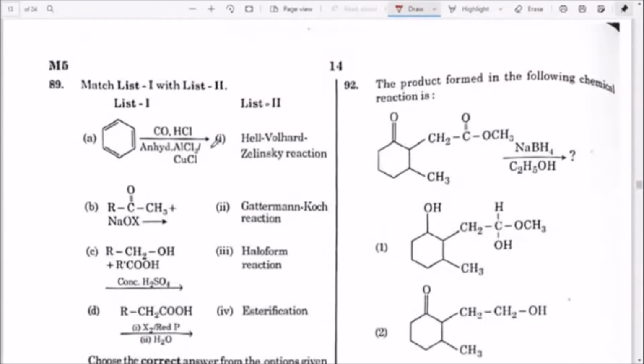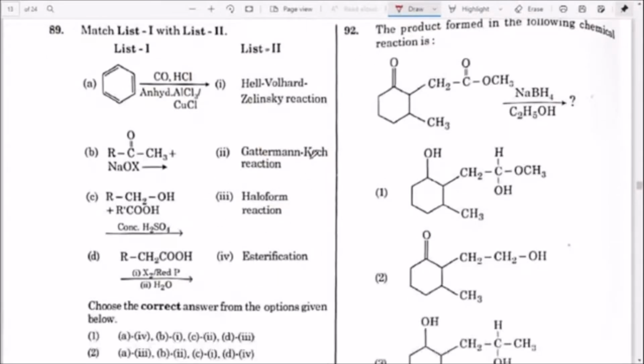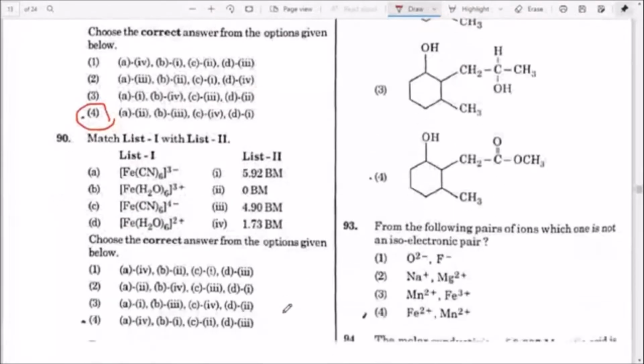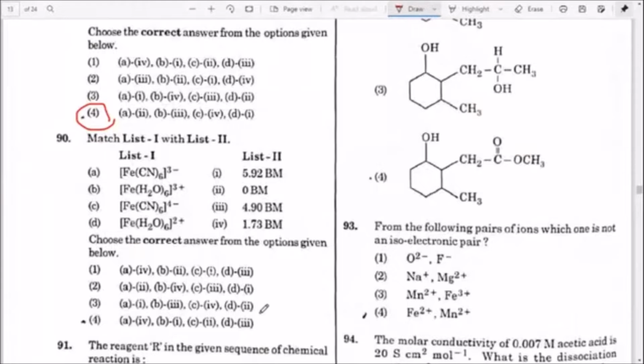List 1: carbon monoxide HCl, this is the Gattermann-Koch reaction, and this is the haloform reaction, and this is alcohol and acid esterification, and this is the Hell-Volhard-Zelinsky reaction. What is the correct option? A is 4, B is 2, C is 3, D is 1. Match list 1 with list 2. So what is the answer?